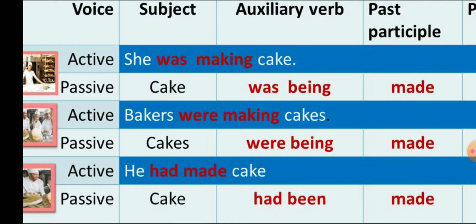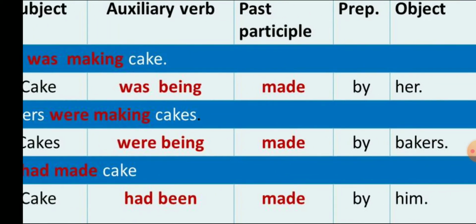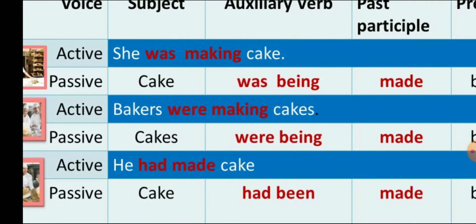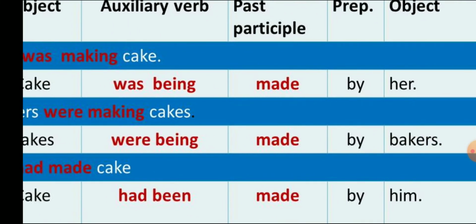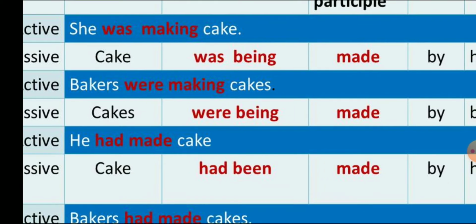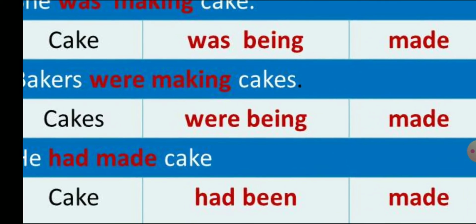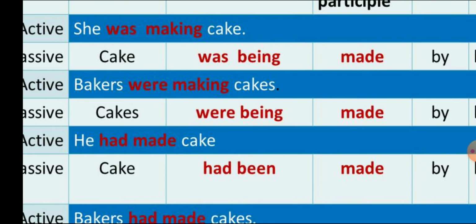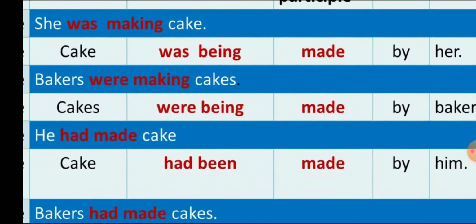So interchange the subject and object. Cake was being made by her. The objective case of she is her, so we have used her here. Next, bakers were making cakes. Here, were making is in past continuous tense. Now identify the subject and object. Bakers is the subject, cakes is the object. Now interchange the subject and object. Then were making will get changed to were being made. So, cakes were being made by bakers.